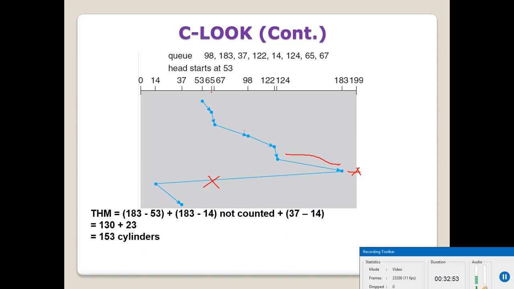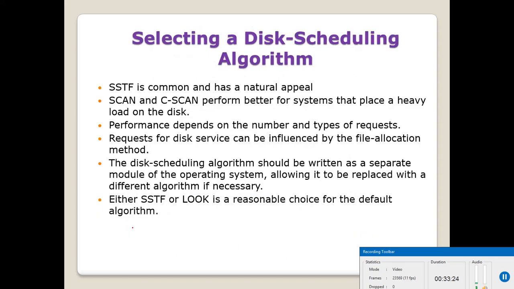So how are you going to do the calculations? From 53 it goes to 183, servicing requests in between, so 183 minus 53, which is 130. Then 183 to 14 is not counted. Then from 14 to 37 it goes, so 37 minus 14 is 23. So 130 plus 23 gives 153 cylinders. So it is just a minor variation of difference between C-scan and C-look.